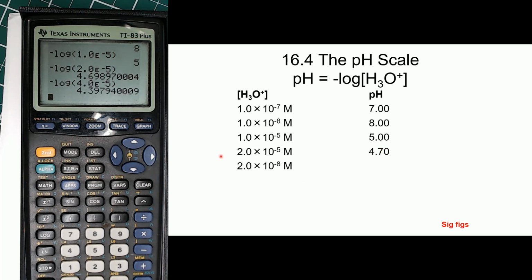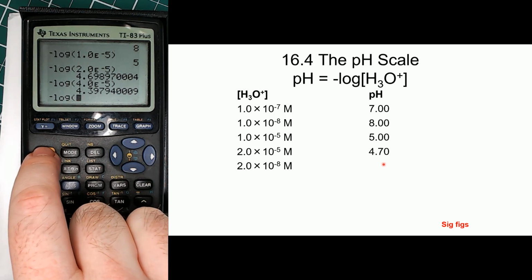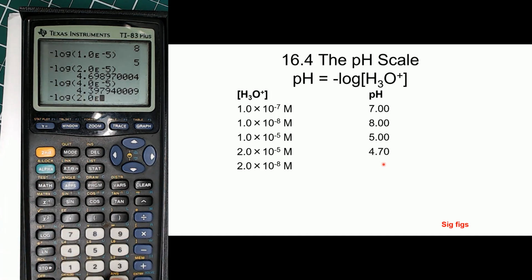All right. So 2.0 times 10 to the negative 8. Well, if 1.0 times 10 to the negative 8 was 8, then 2.0 should be 7.70. Should go down by 0.2. But again, let's prove that to ourselves: negative log of 2.0 second EE negative 8.